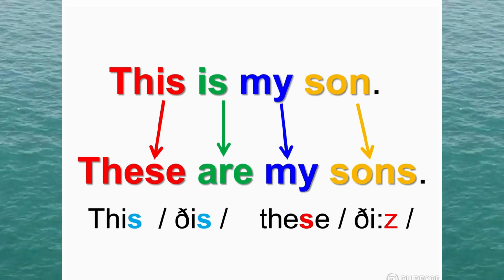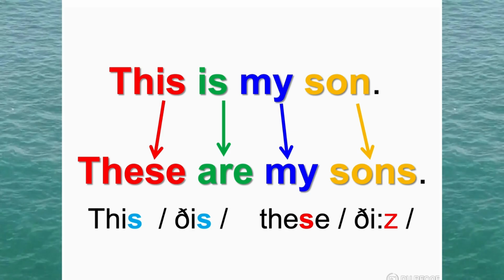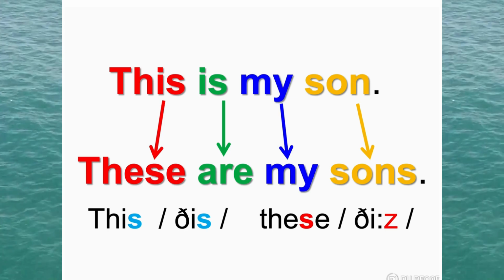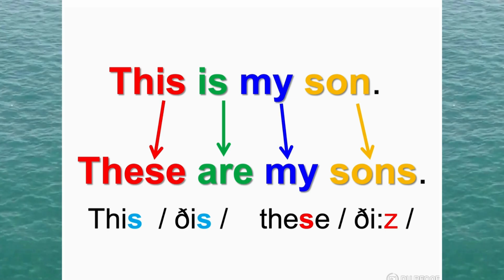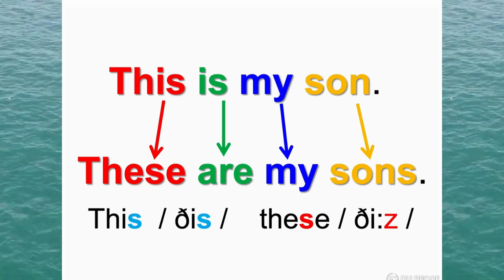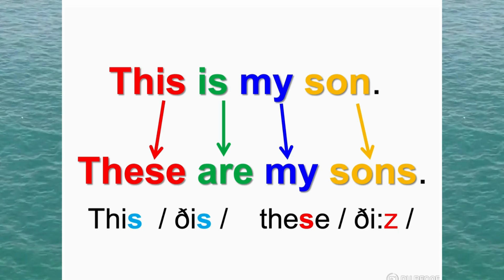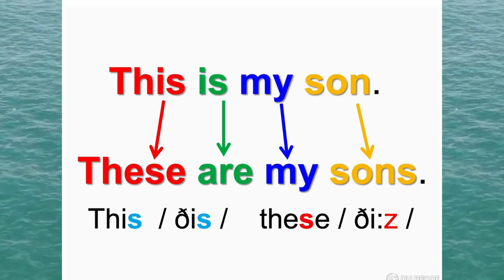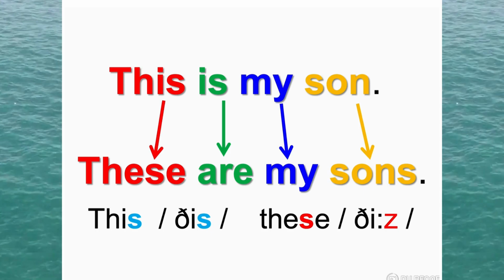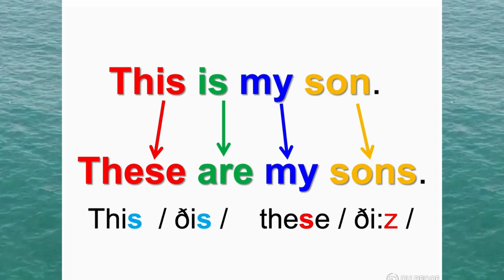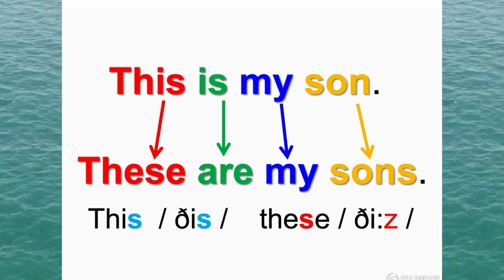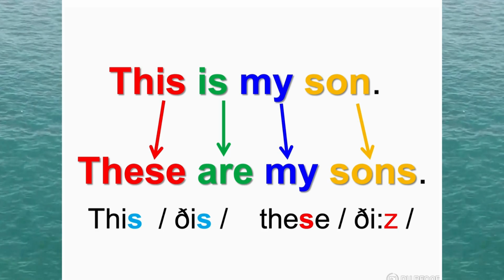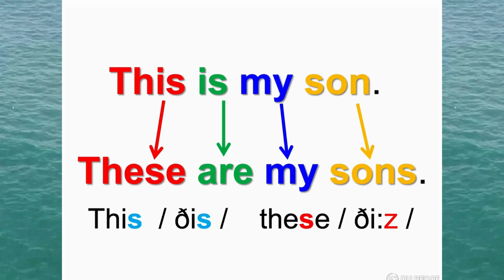Let's go to the next slide. This is my son is singular form. We are going to put this sentence in the plural form. The plural of this is these. The plural of is is are. The plural of my is my. So my doesn't change. My, your, his, her, our, your, their don't change. These words remain the same. And the plural of son is sons. So this is my son, in the plural: these are my sons. Because we are going to practice this is in the singular form and these are in the plural form.